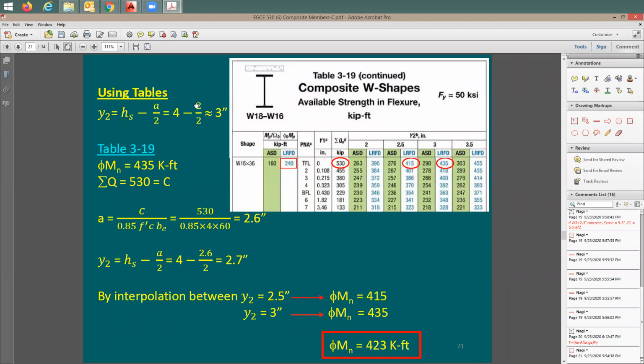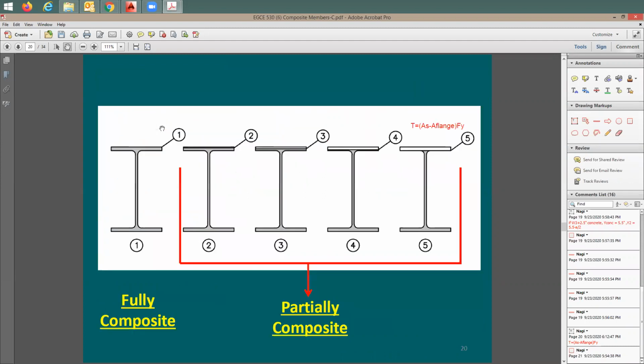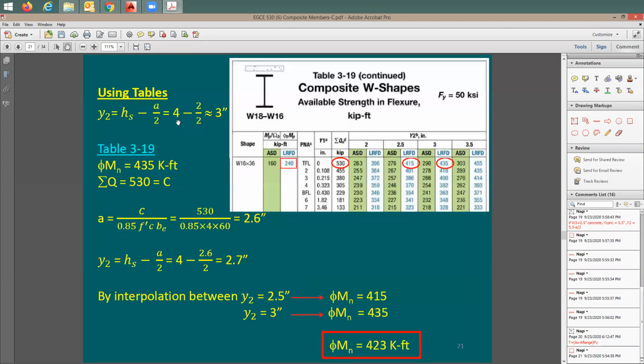Concrete thickness is equal to 4 inches. If you guys recall this, concrete thickness equals 4 inches. So HS is the total concrete thickness, right? I'm going to go back here a couple of slides. So Y concrete here equals 4 inches. I assume that a equals 2 inches. So in this case, this Y sub 2 is going to be equal to HS minus a over 2, which is going to be equal to 3 inches.